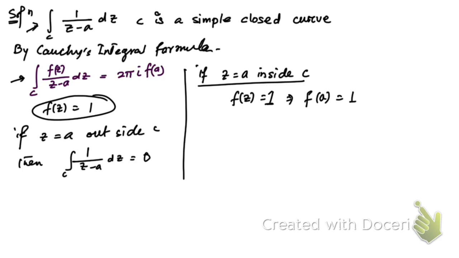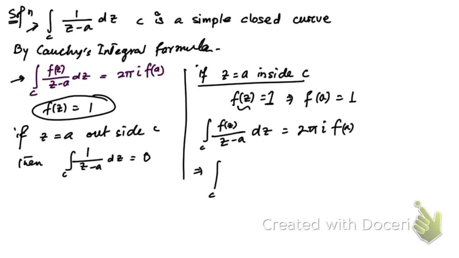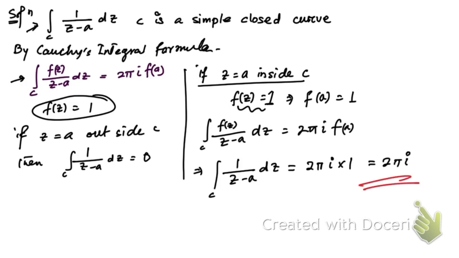Now, as we know, the integration of f of z by z minus a dz is equal to 2 pi i into f of a. So here, integration along C, f of z we have considered is 1. This f of z is 1, so we put 1 by z minus a dz. That is equal to 2 pi i into 1, so that is 2 pi i. This is our answer. Okay, hope you have understood.